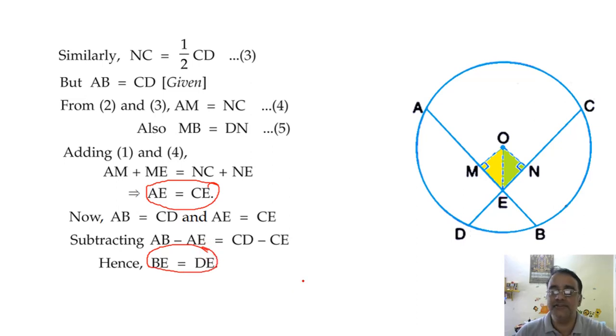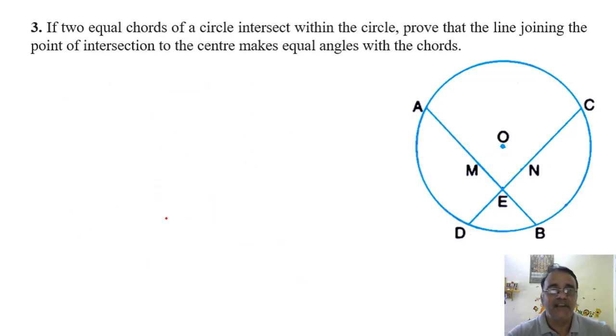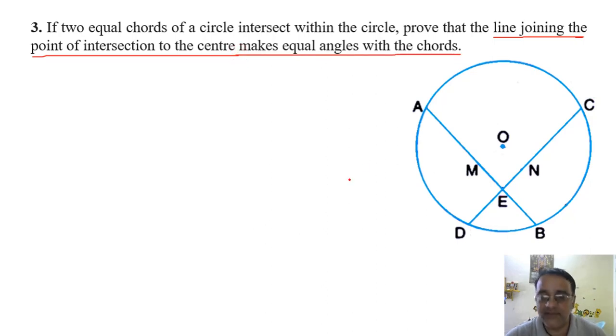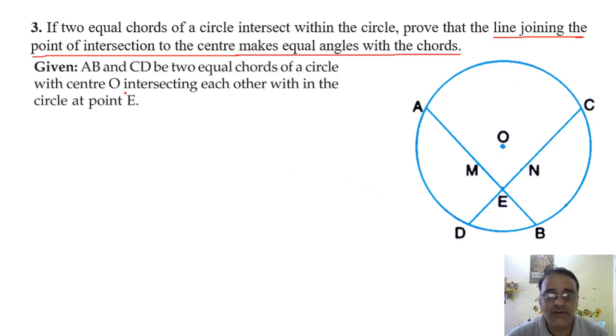Any doubt in this question? Okay. So now let us move towards the third question. If two equal chords of a circle intersect within the circle, prove that the line joining the point of intersection to the circle center makes equal angles with the chords. Now this is very similar to that one. So let AB and CD be two equal chords of a circle with center O intersecting each other at a point within the circle, at point E.